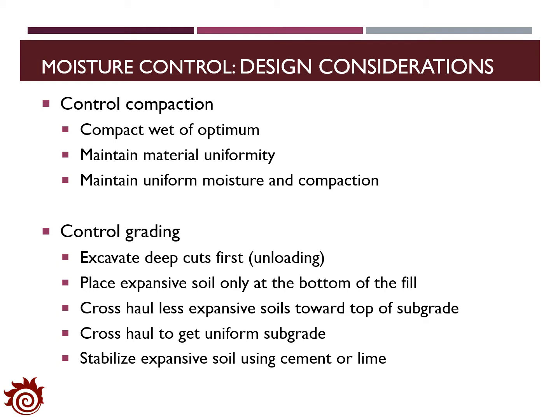For the control of grading, usually there is a standard procedure. We will first excavate a deep cut on the ground and place expensive soil only at the bottom of the field, and then cross-haul less expensive soil towards the top of the subgrade, and finally cross-haul to get a uniform subgrade. Also, during this procedure, we will apply cement or lime to stabilize the expensive soils.